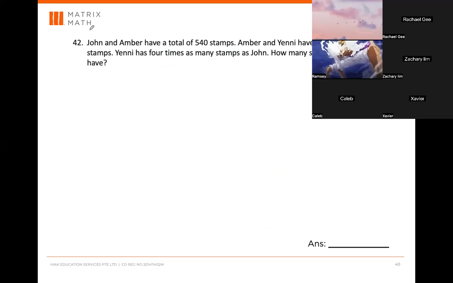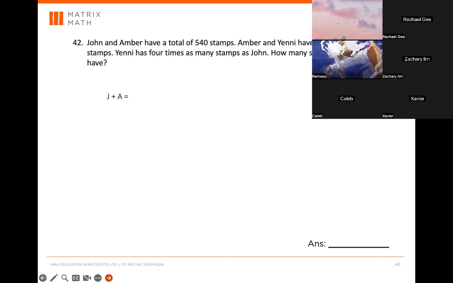Question 42. John and Amber had a total of 540 stamps. Amber and Yenny have a total of 975 stamps. Yenny has 4 times as many stamps as John. How many stamps does Amber have? So much is going on. So what you need to do is record them, because when you record them, it's easier to see this way.